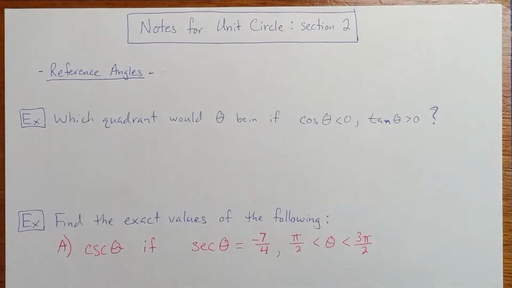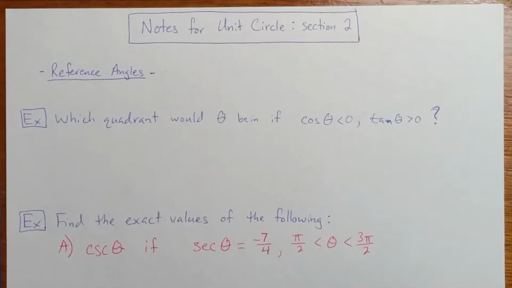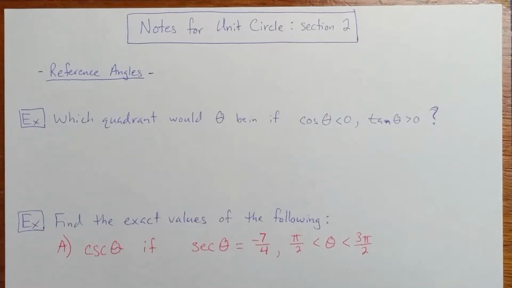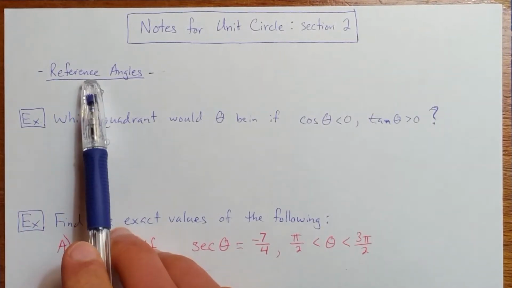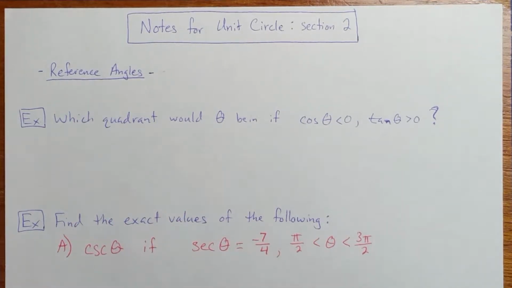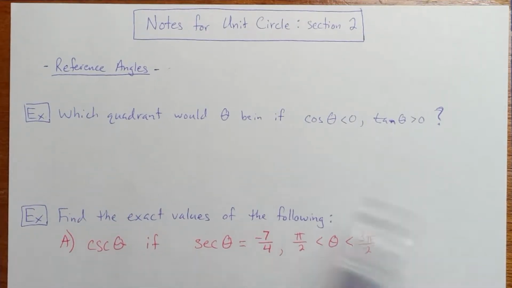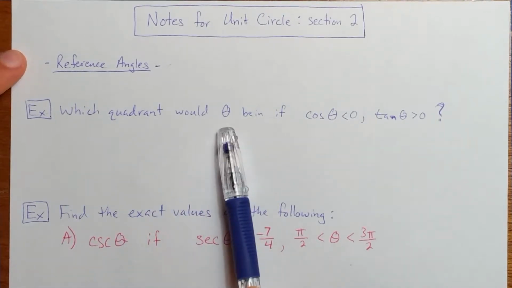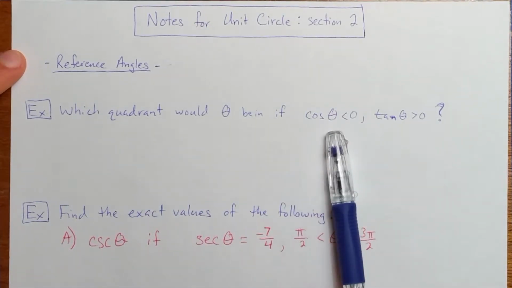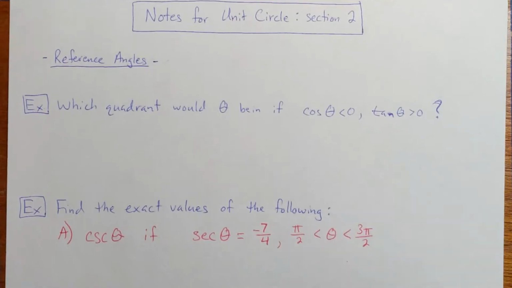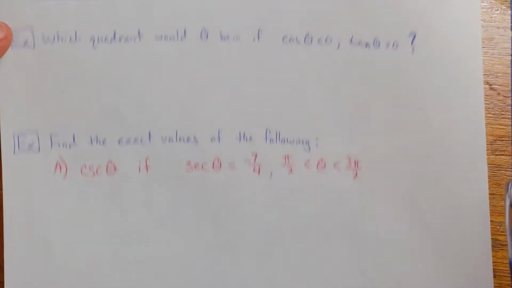Okay, your last section of homework for your summer homework is Unit Circle Section 2. And for the most part, it's going to be just examples of problems to do. The first thing I wanted to cover is something called reference angles, which we've already talked about, so we don't need to spend a lot of time with that. And then using reference angles, we'll answer a few questions like which quadrant would theta be in if, say, the cosine is negative and the tangent is positive, or any variation of different trig functions.